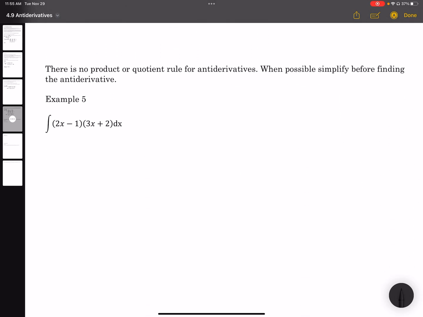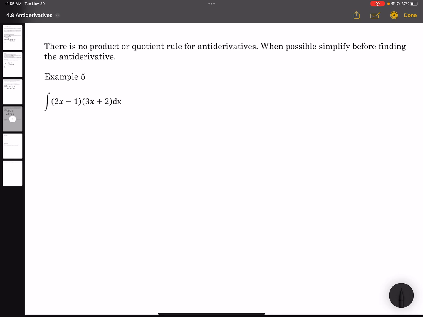Cool. For example 5, there is no product rule for antiderivatives. We can't do the antiderivative of one thing times the antiderivative of another. When possible, we have to simplify before we can find the antiderivative. So first we want to just multiply everything out. So we're going to get the antiderivative of 6x squared, so then plus 4x minus 3x is going to be plus x, and then minus 2 dx.